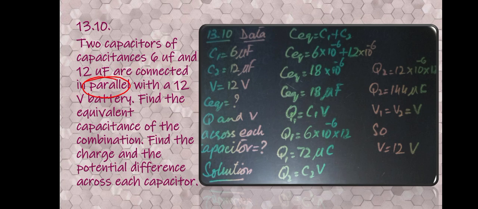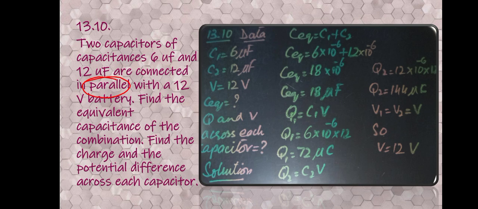Now remember that the voltage across each capacitor in a parallel combination is the same, but the charge stored by each capacitor is different. So we find the charges first. Q1 equals C1V. According to its capacitance, the charge is stored on the first capacitor. Putting the values gives 72 microcoulombs. Q2 equals C2V. Because V is the same, we have not written 1 or 2 with V. Q2 will be 144 microcoulombs. Don't forget to write micro.